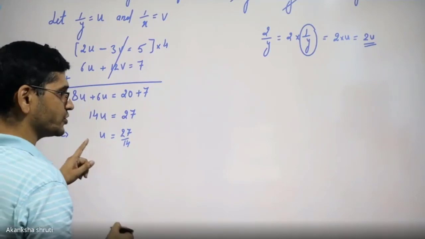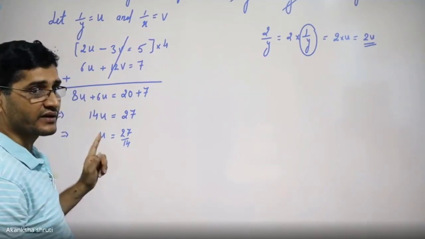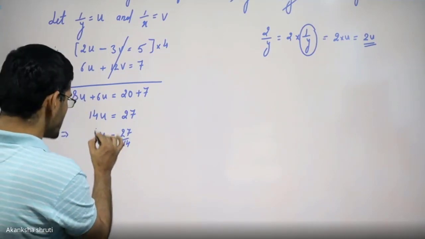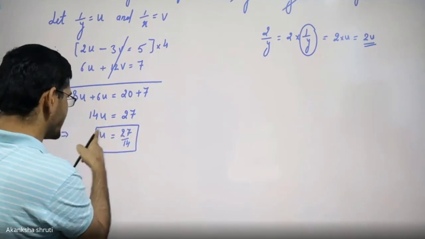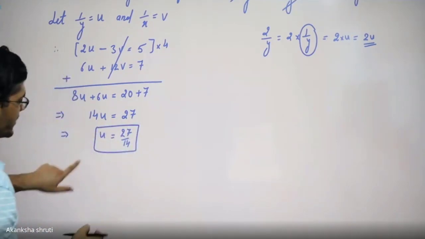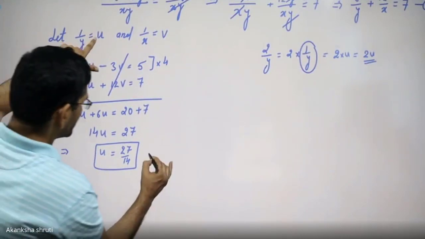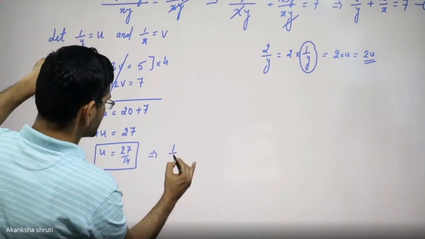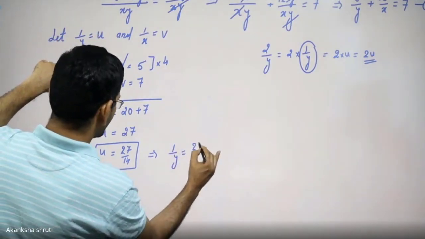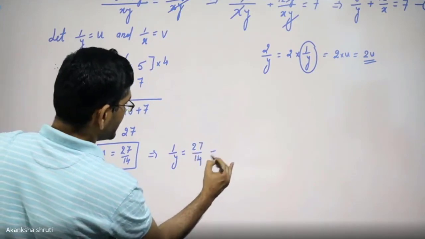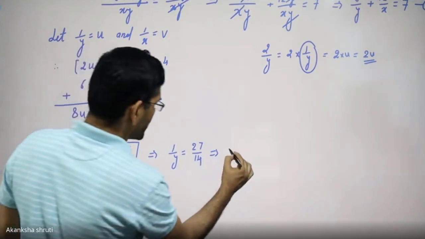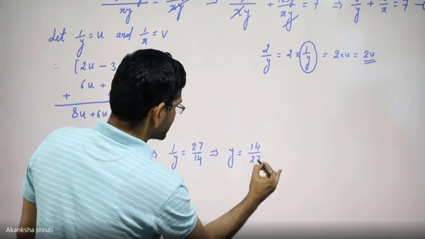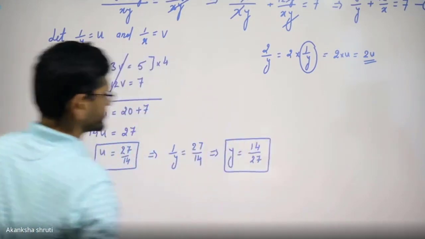Student, this is the value of u. Keep in mind, this is not our answer. We need x and y. So therefore, this is not the answer, but still after calculation, you put it in a box because this is useful for us. What is our u? U is our 1 by y. So in place of u, I can substitute 1 by y is equals to 27 by 14. This implies, for getting y, take the reciprocal or do the cross multiplication, it becomes 14 by 27. This is the y that we have calculated.